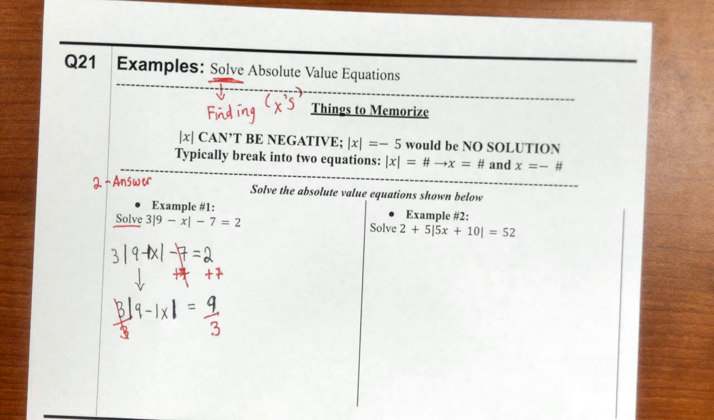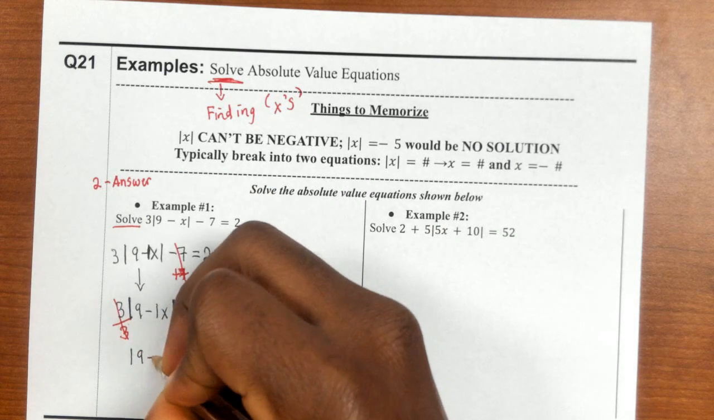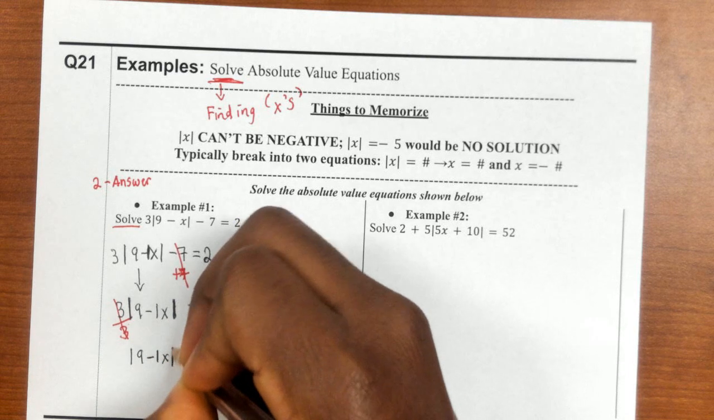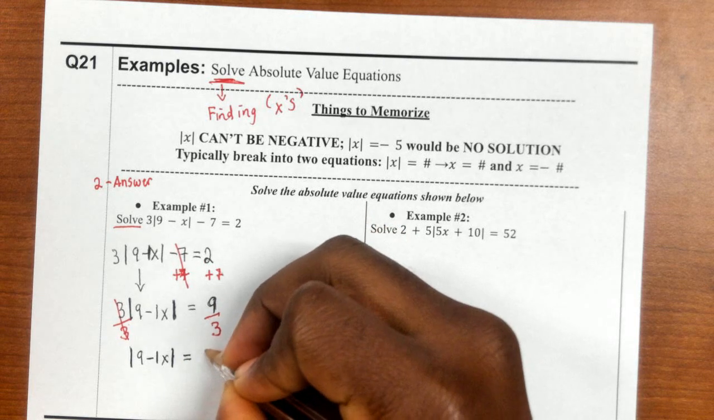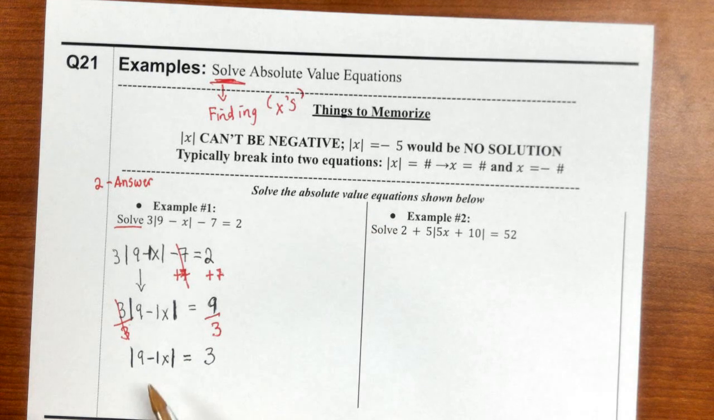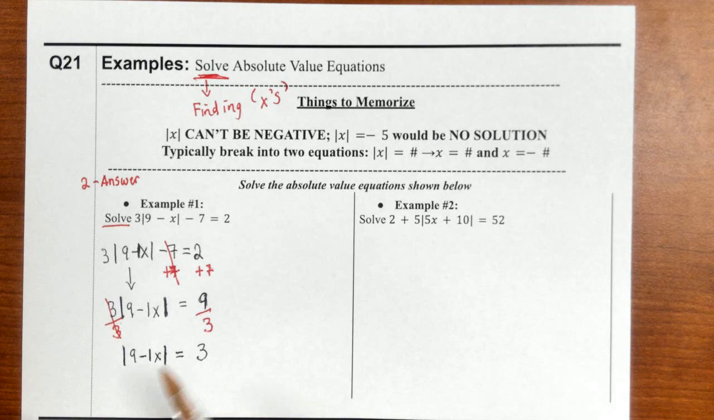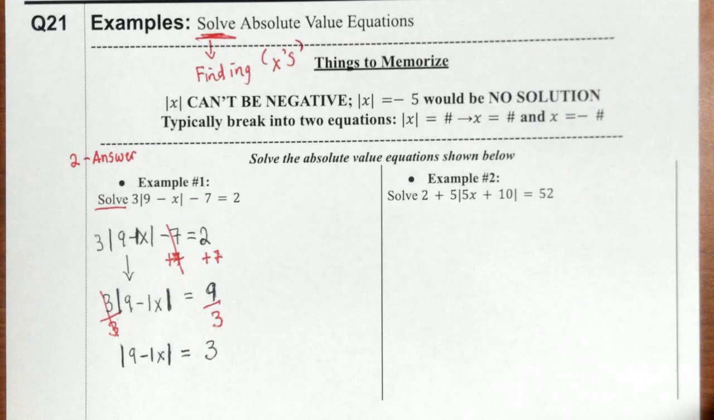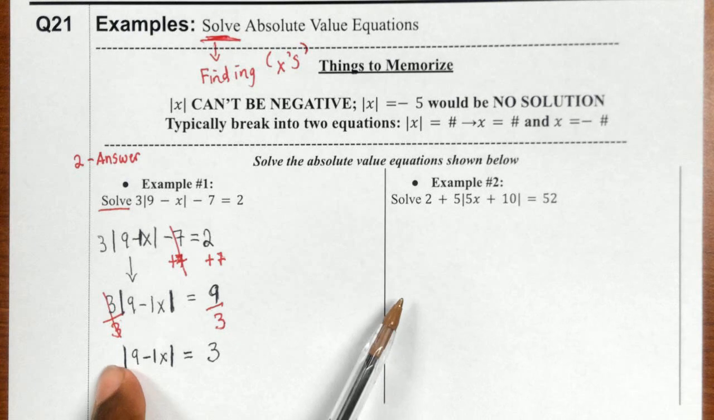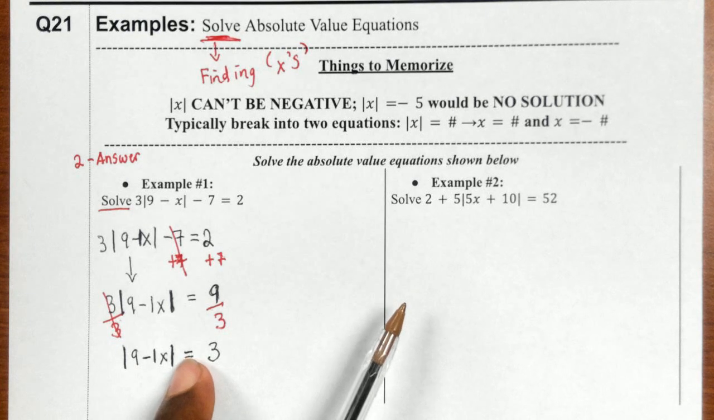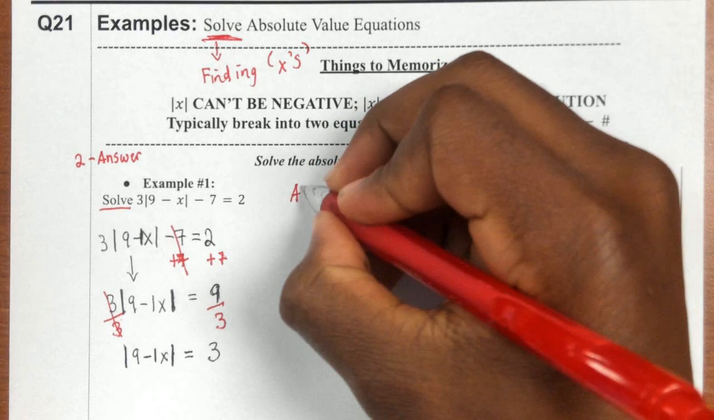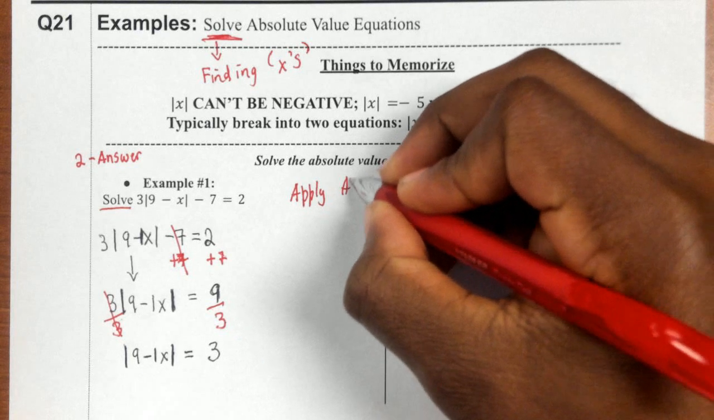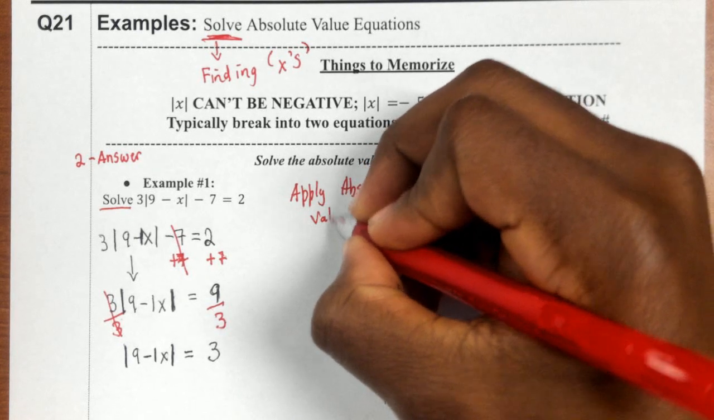The 3's are gone, and I'm left with the absolute value of 9 minus 1x equal to 9 divided by 3, which is 3. This is what you want to do, guys. You want to get it where the absolute value is all by itself, where there's no number in front or behind it. Now we're going to apply absolute value.